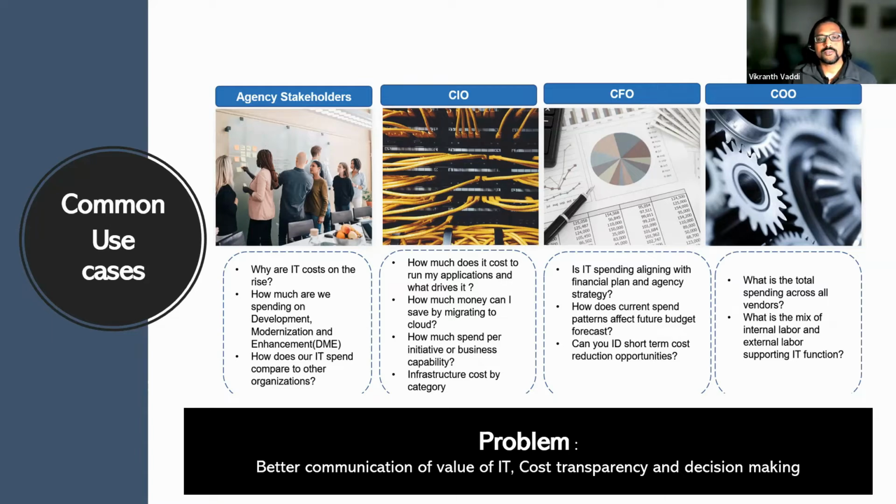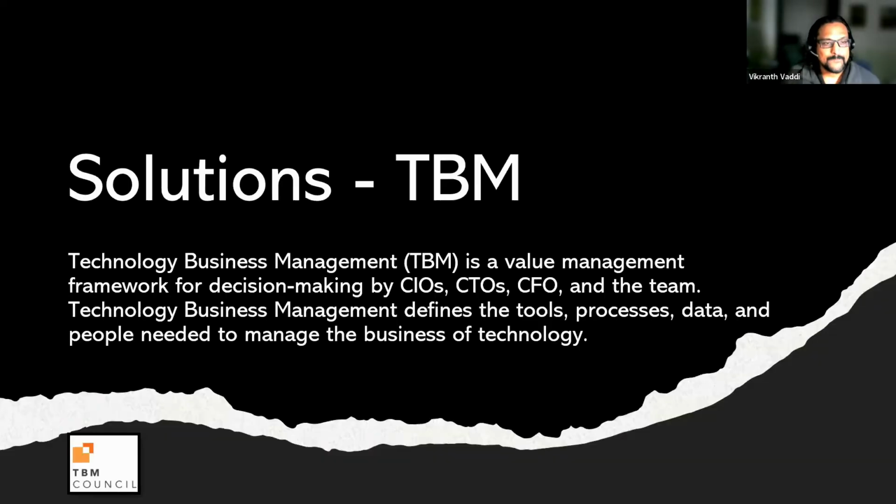So let's look into the solutions that we have. Next slide. There are two potential solutions, and they are complementary. Solution number one is TBM, technology business management, which is a value management framework for decision making. We're going to go through the details of TBM in the next 5-10 minutes, and then we'll jump to FinOps, which would be the next solution.